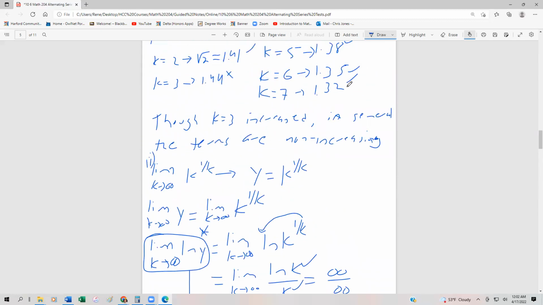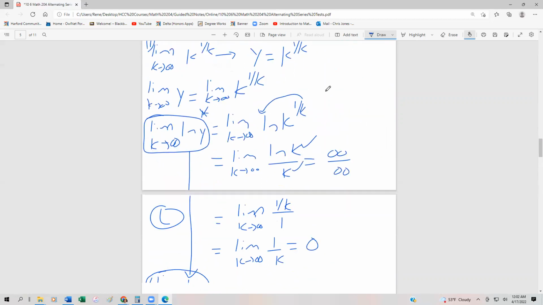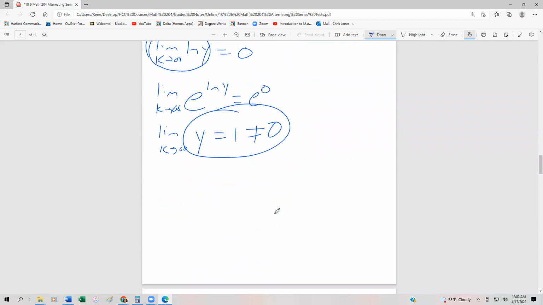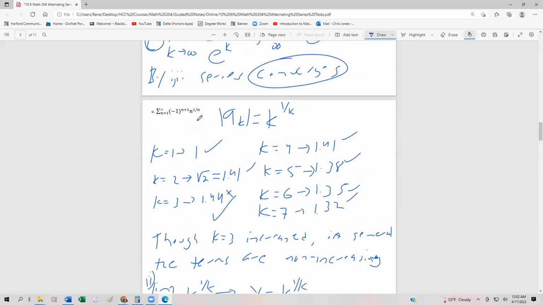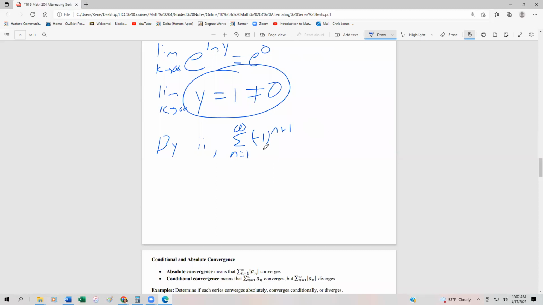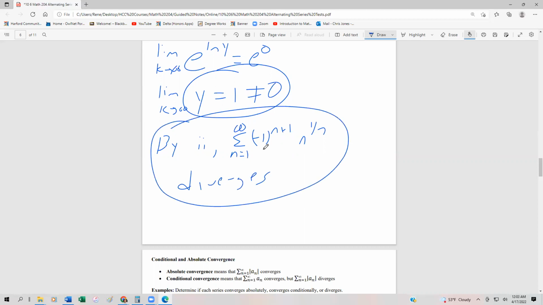Okay, so remember, our first condition looked like it was okay, but for our second condition, we need 0 as the limit. But we didn't get 0, we got 1. And so that means that this series diverges. Okay, so we can say by the second condition, our series, n equals 1 to infinity of negative 1 to the n plus 1 times n to the 1 over n, diverges. All right. Now, we are going to see an easier way later in the course to tackle this one. But for right now, this is all we got.